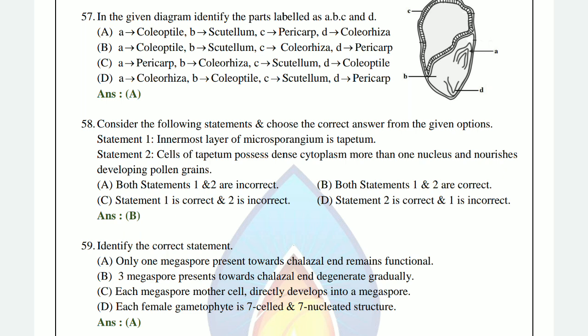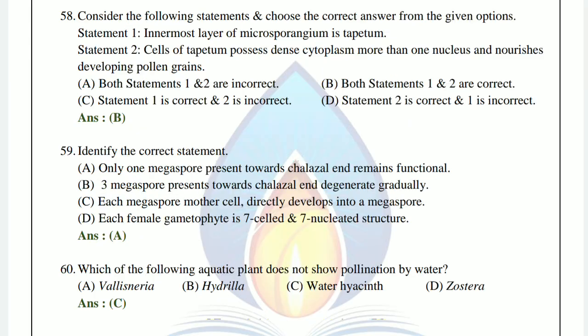Question 59. Identify the correct statement. The correct option is option A, that is only one megaspore present towards chalazal end remains functional. Question 60. Which of the following aquatic plants does not show pollination by water? The correct option is option C, that is water hyacinth. These are the key answers for Biology CET question paper set C2.